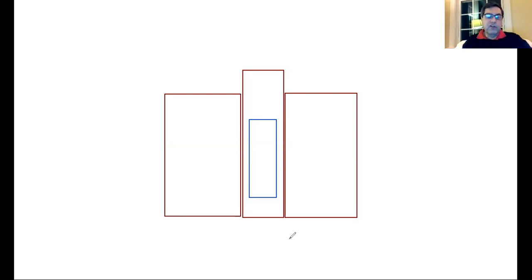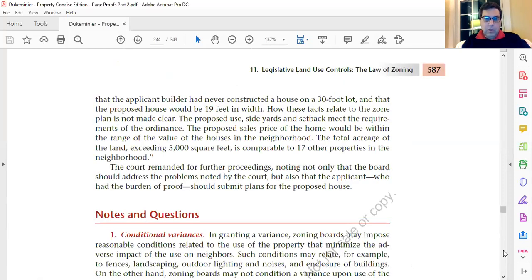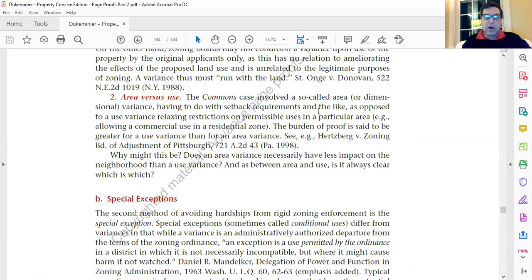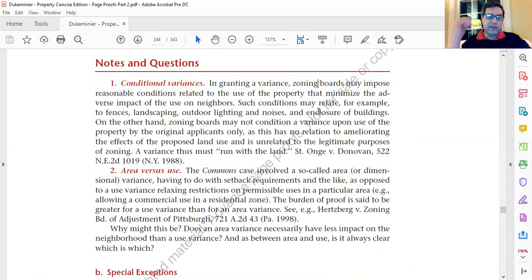The Board of Adjustment is not limited just to the options of granting or denying a variance. There is something else that it could do. If you look at note 1 after the case, the authors point out that you can grant a conditional variance, and this is actually something that the court mentions in the full case, is that you can attach conditions that try to protect neighbors.